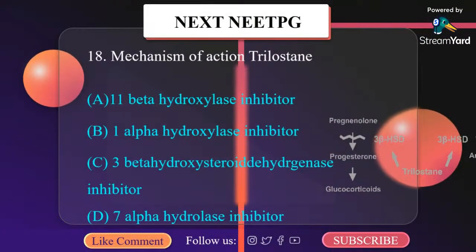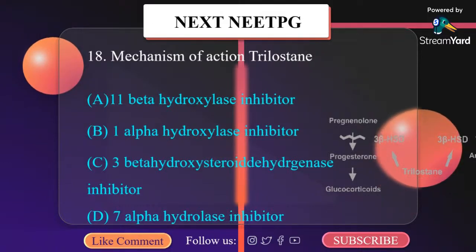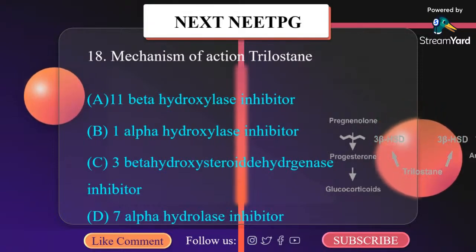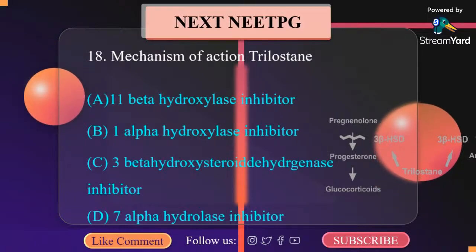Mechanism of action of Trilostane is A. 11 beta hydroxylase inhibitor, B. 1 alpha hydroxylase inhibitor, C. 3 beta hydroxysteroid dehydrogenase inhibitor, D. 7 alpha hydroxylase inhibitor. It is 3 beta hydroxysteroid dehydrogenase inhibitor.